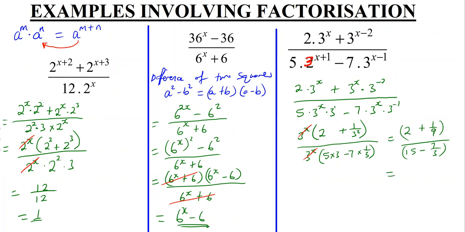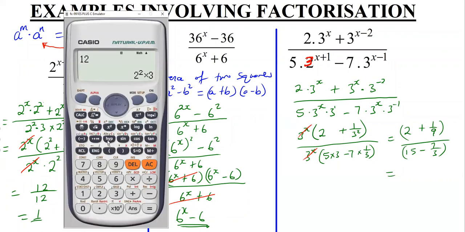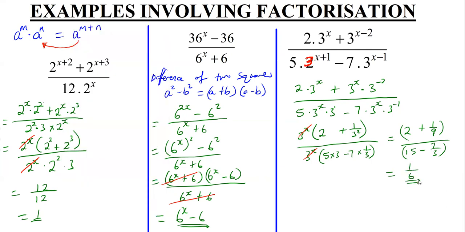Okay, we can just punch it as it is in our calculator. You don't need to stress here. You put your bracket here, 2 plus 1 over 9, go down there, 15 minus 7 over 3. Okay, we do that. We get our answer is 1 over 6. 1 over 6, that's our final answer. Okay. Let's move on.